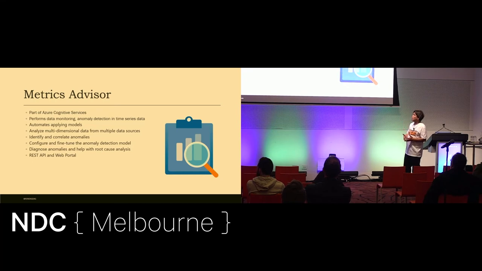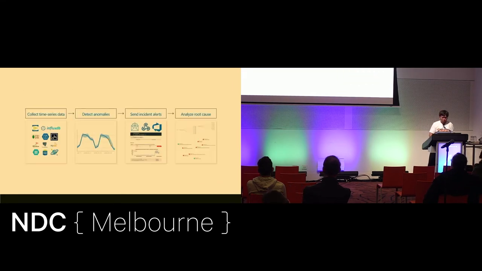There is also another service that might be useful for you. It's called Metrics Advisor. It's also part of the Azure Cognitive Services, but it's specifically for data monitoring for time series data. It automates applying the models. The cool thing about this Metrics Advisor is that there's a web portal where you can collect these time series data. You can connect it to a SQL database or a Kafka or to any of the Azure data streams. And then you can detect anomalies based on that, and then you can send the alerts. So you can use this to just monitor your data and then have root cause analysis.